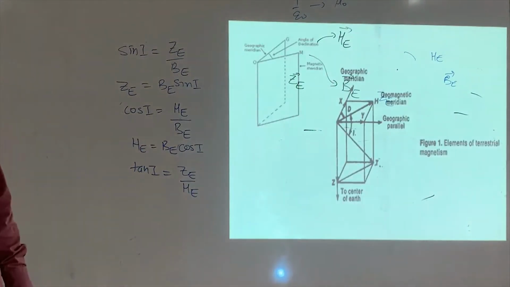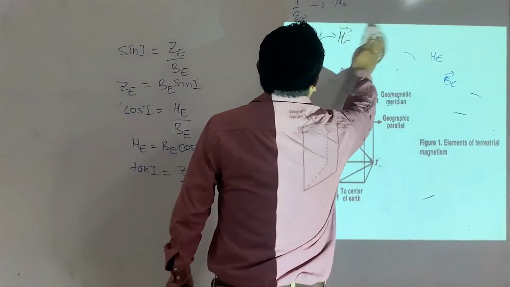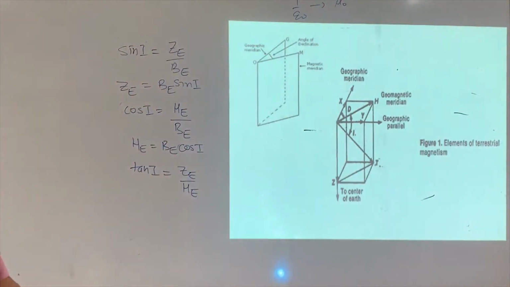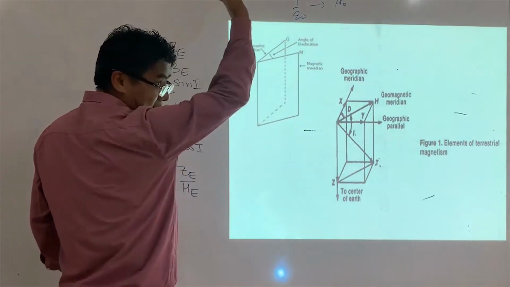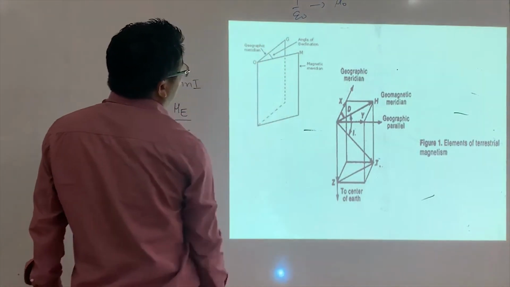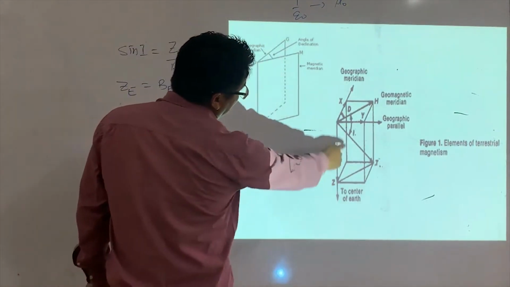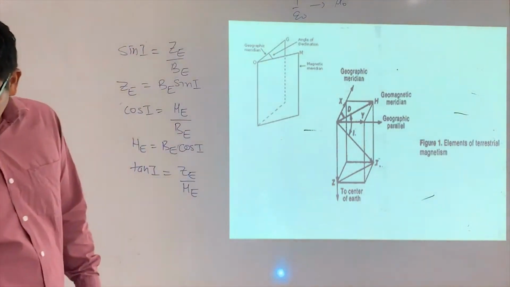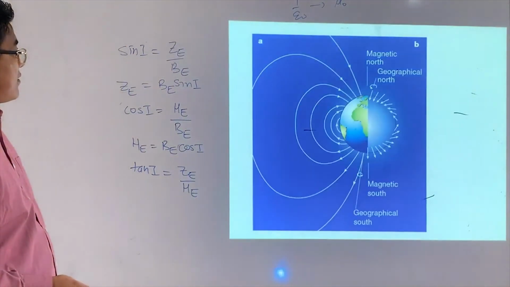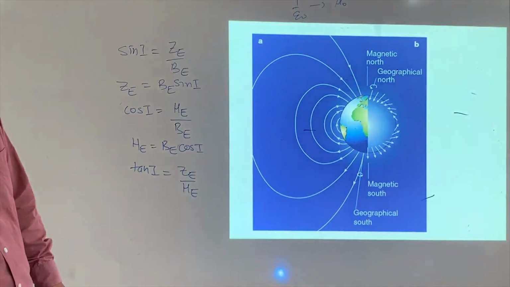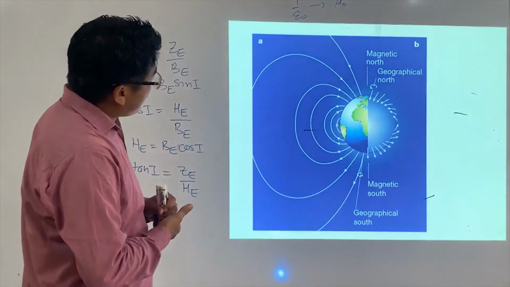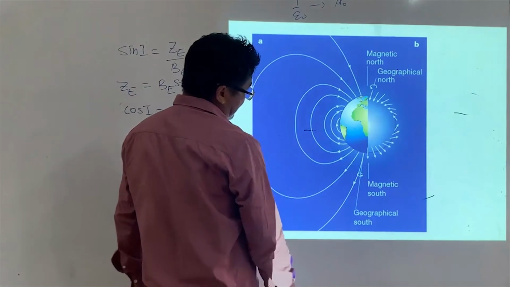These are some example diagrams I have. This is the Earth's magnetic meridian plane, so you cut the Earth in a longitudinal way. This is the double figure, and this angle is what we call the angle of declination, and this is the angle of inclination or angle of dip. These are the different diagrams I have. Look here. Now these are the magnetic field lines.